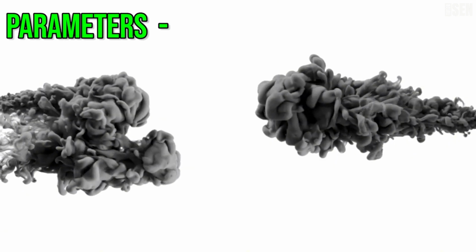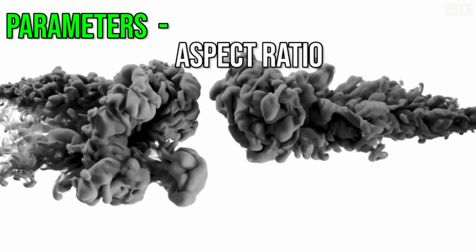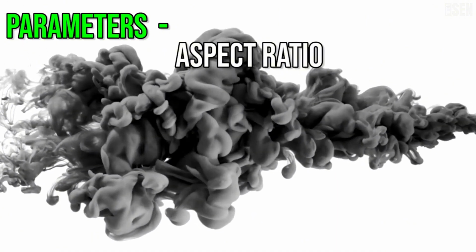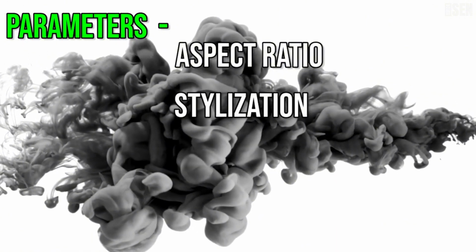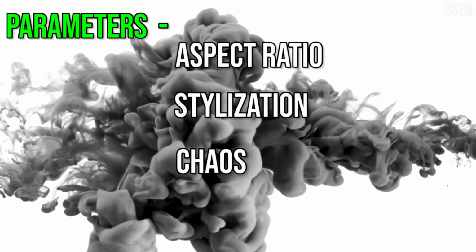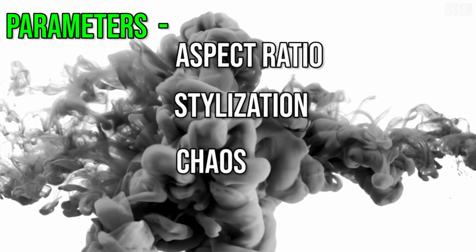Last, we have parameters. Parameters are the last part of the prompt that controls things like aspect ratio, the size of the photo, is it a square, a landscape, or a widescreen image? Stylization, how much freedom are you giving AI to create the image? Chaos factor, which is how much it conforms to the prompt, and more.